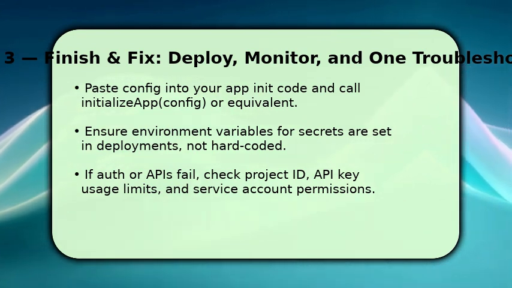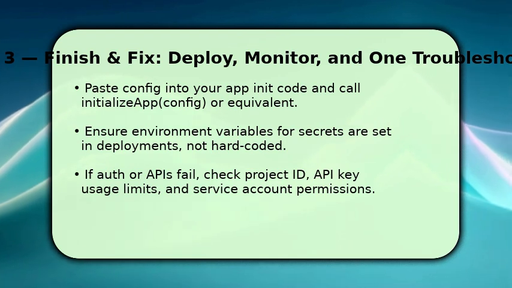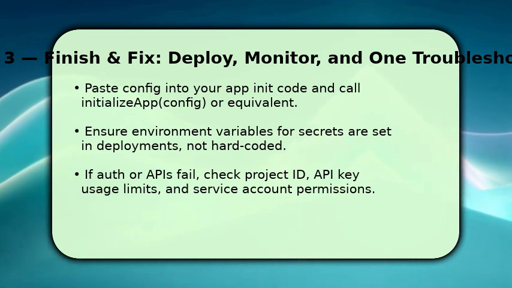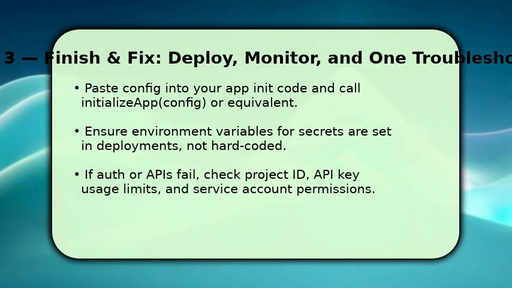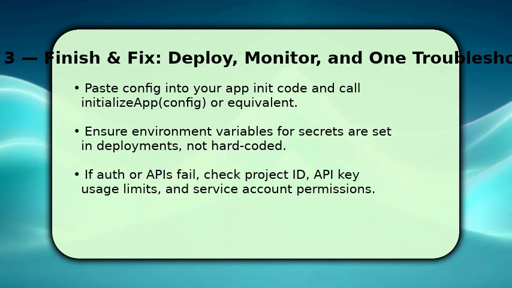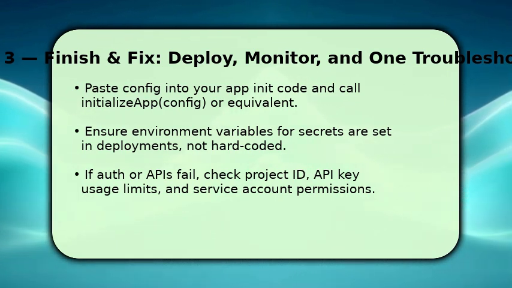Make sure production builds pull secrets from environment variables and do not expose service account keys. If something fails, check that the project ID matches, the API key isn't restricted incorrectly, and your service account has necessary roles. Then rotate keys or adjust IAM permissions if needed.